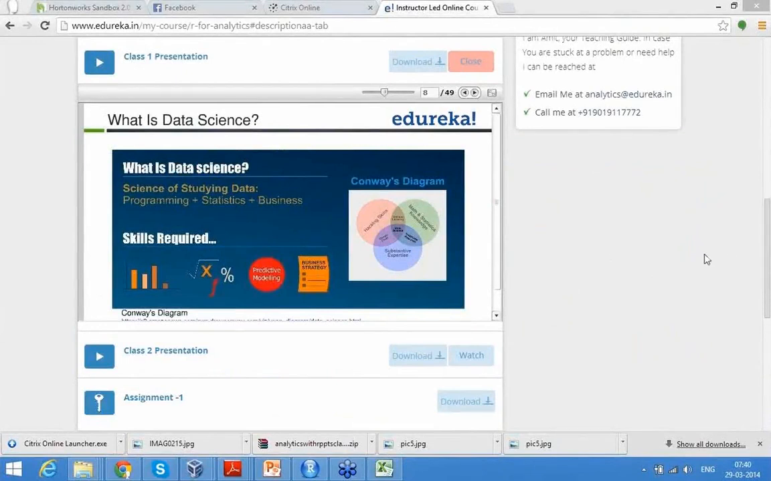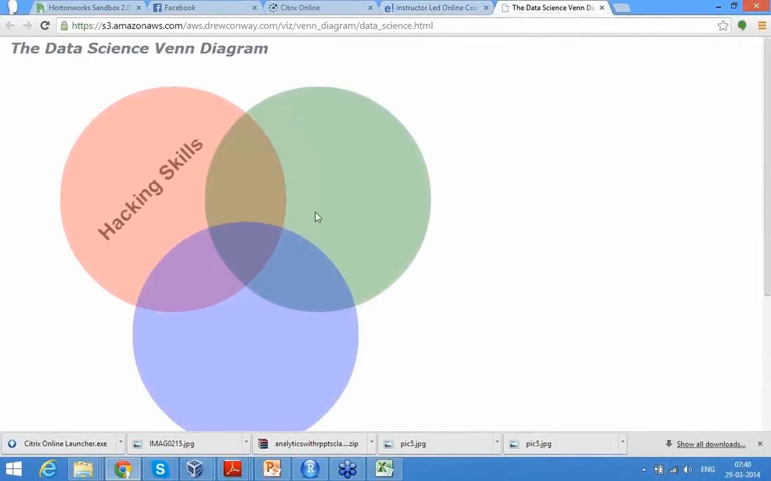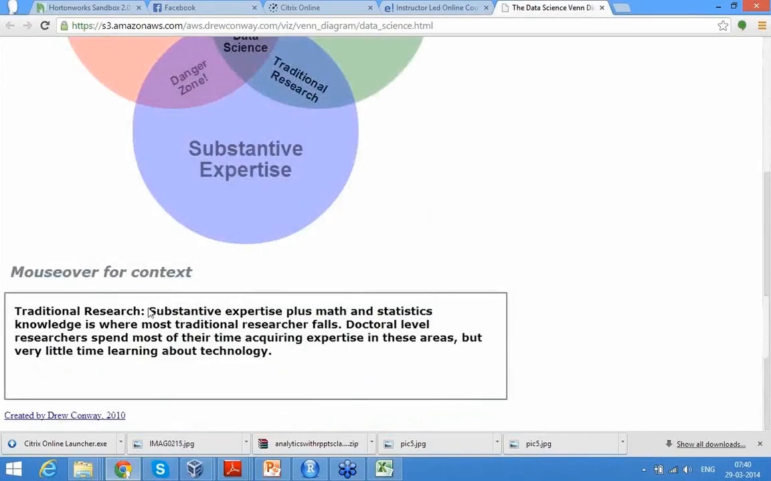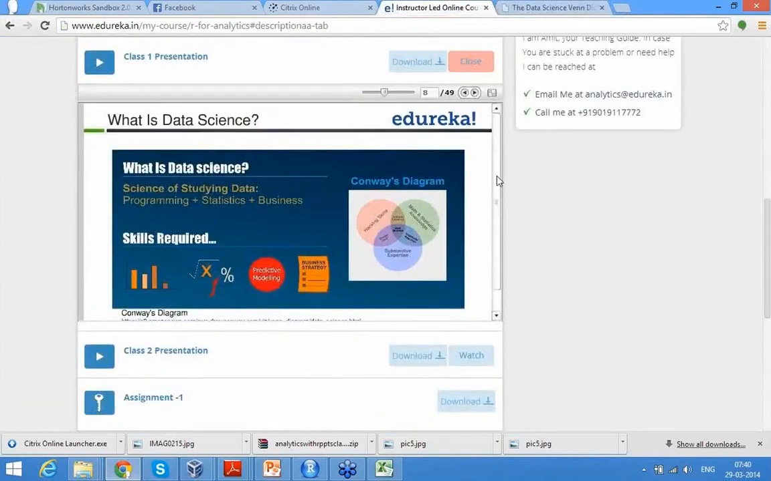Alright, so I'm just trying to open this link. So if you open this link here, you can go and play with this data scientist Venn diagram which I'm talking about. It's a very nice Venn diagram, and as you spend more time with it and read through it, you'll really understand what this is talking about.